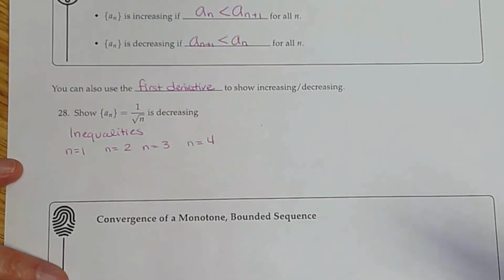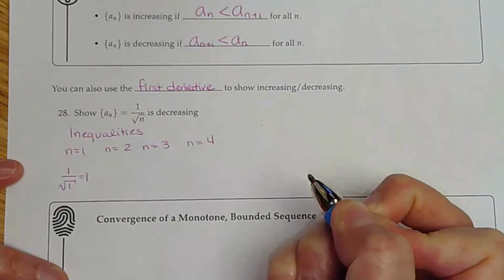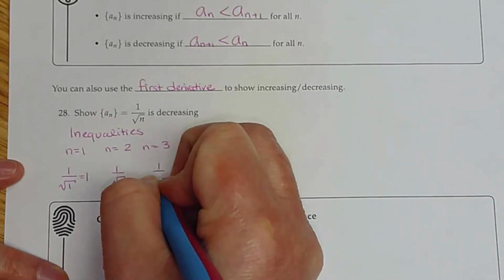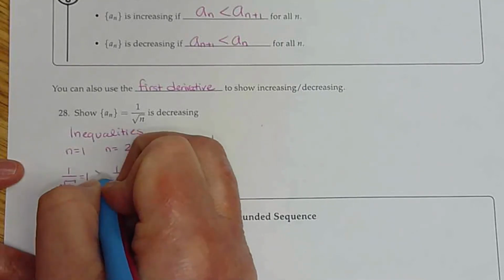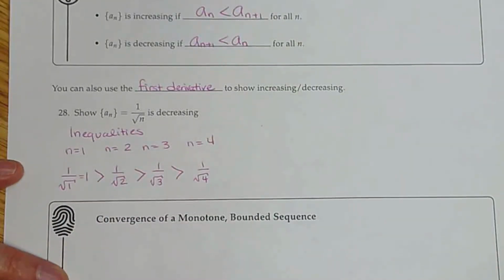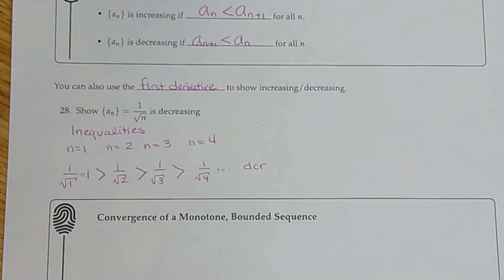So the terms in my sequence are going to be 1 over the square root of 1, which is just 1, and then 1 over the square root of 2, 1 over the square root of 3, and 1 over the square root of 4. Each one of these is smaller than the one that came before it, and so we would call this decreasing. This isn't a very formal proof, but it is fairly commonly accepted in sequences and series, and this is often how people use this when they do the alternating test.